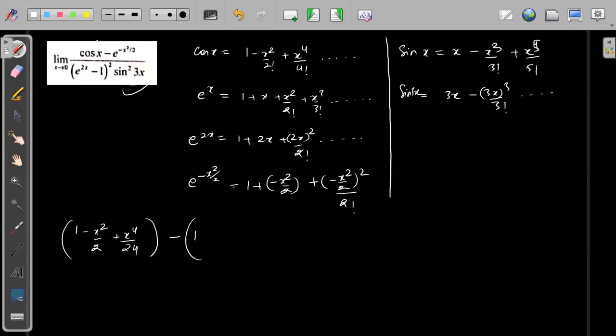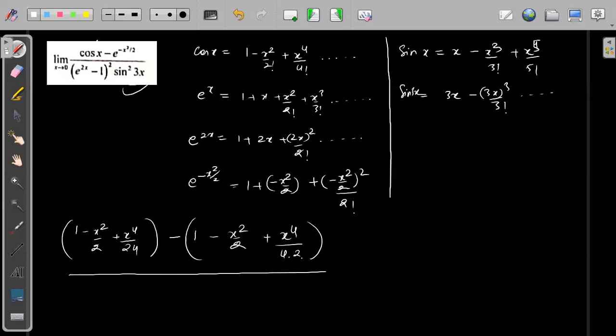I will write for this minus 1 plus, sorry, minus x square by 2, and this will become plus x to the power 4 by 4 into 2, right? This is x square, x to the power 4 minus. So, see, here also 4 and here also 4, but 4 and 4 is not getting cancelled, right? So next is e to the power 2x.